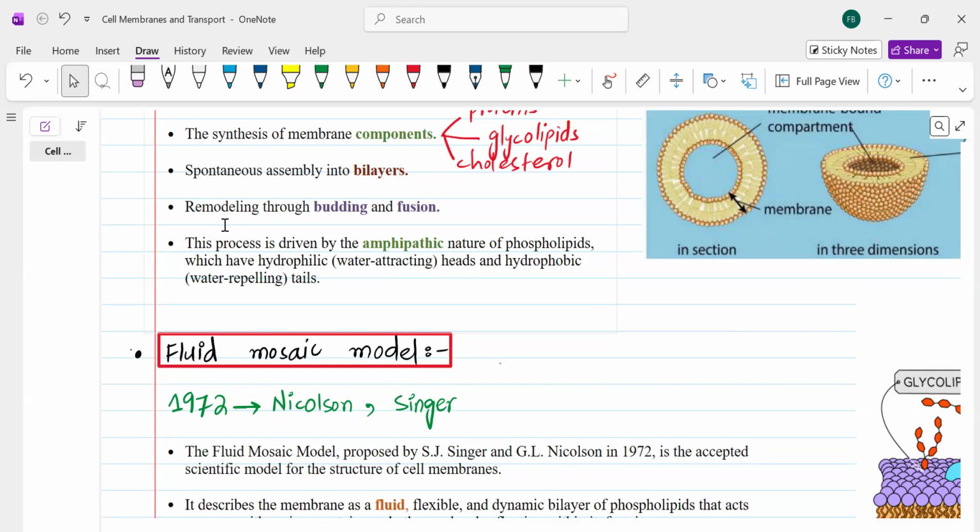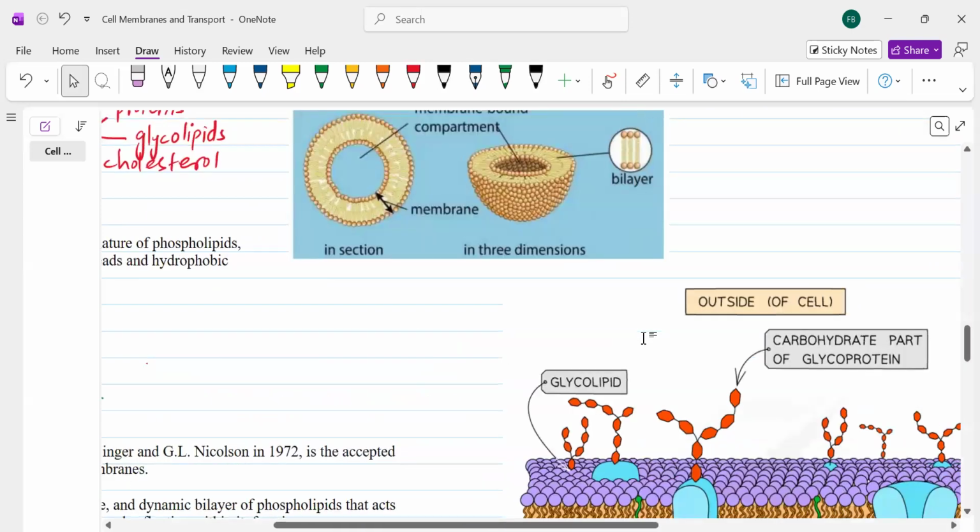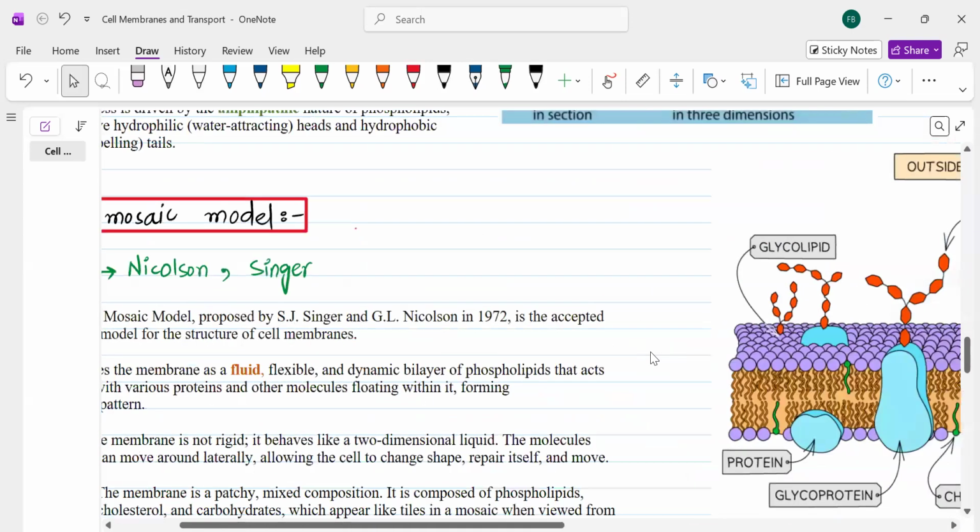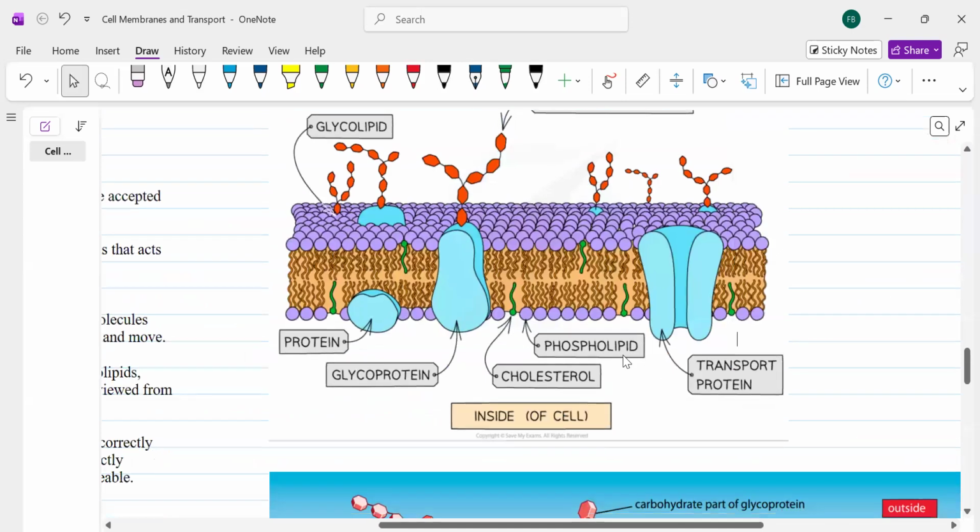Now they're saying this assembly happens through the amphipathic nature of phospholipid. Now, what does it mean? It means that the phospholipid can do two types of interaction. From the outside, it will interact with the water, and from the inside, it will interact with the non-polar things.